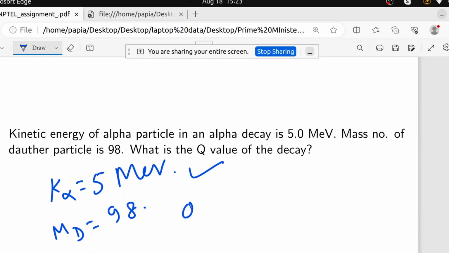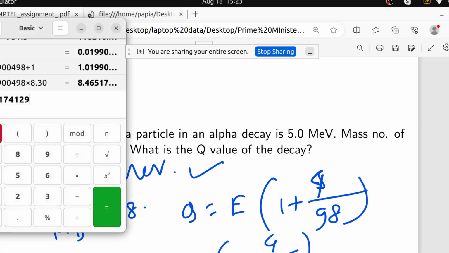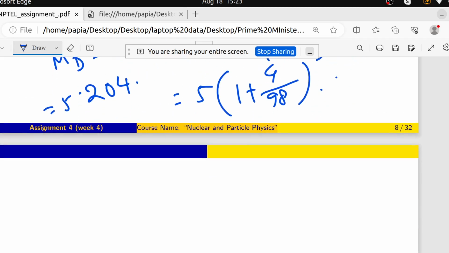Then what is the value of Q? Q is nothing but 1 plus 4 divided by 98, and E is here 5. So if I put all the values, then we can have the answer. Let's say 4 divided by 98 plus 1, into 5. So it is 5.204.